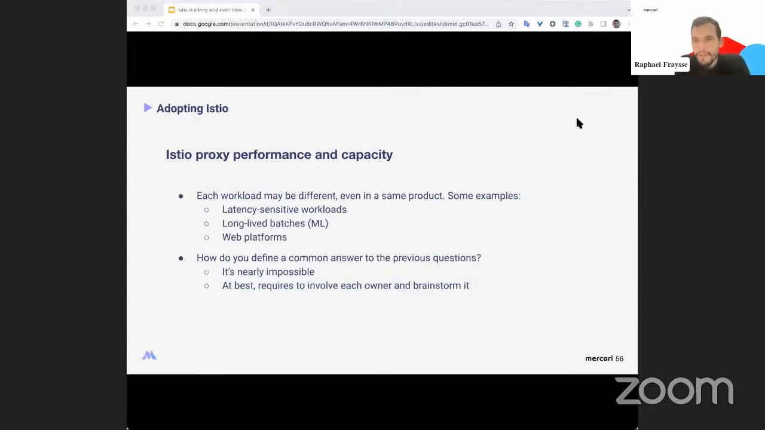So in fact, we have many different workloads, even in the same product, like latency-sensitive workloads, or long-lived batches, web intensive. And you don't have any way to say, okay, this is a common way to apply a guideline to all those different categories. And you need to involve each owner and brainstorm, understanding how the application is behaving and what they will expect in terms of traffic.